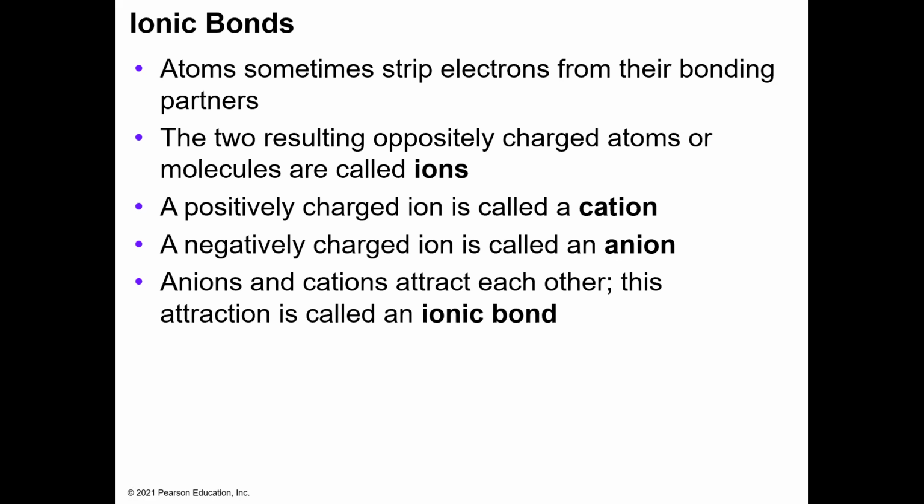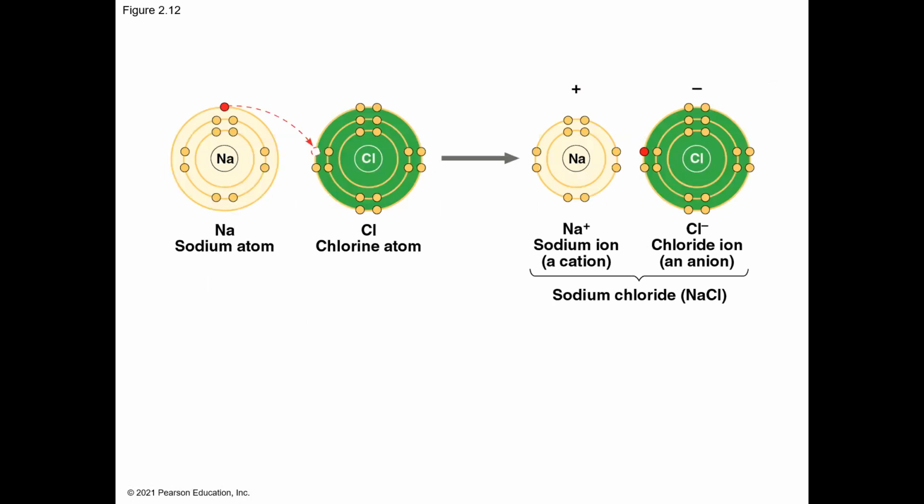And you can remember this. This is how I tell my students to remember this. Cats are positive, so cations are positive ions. Anions and cations attract each other, and this attraction to each other is the ionic bond.